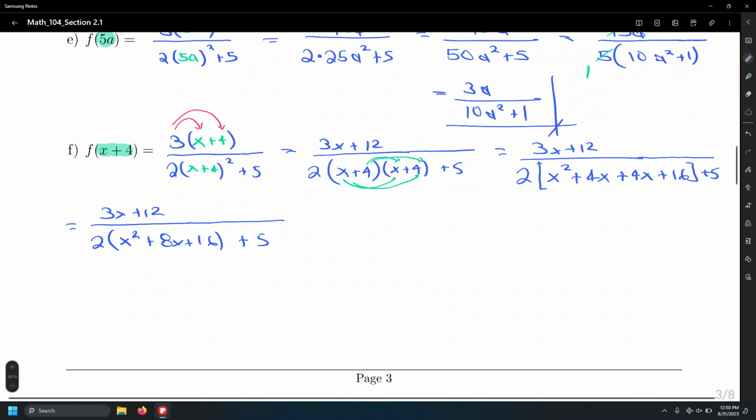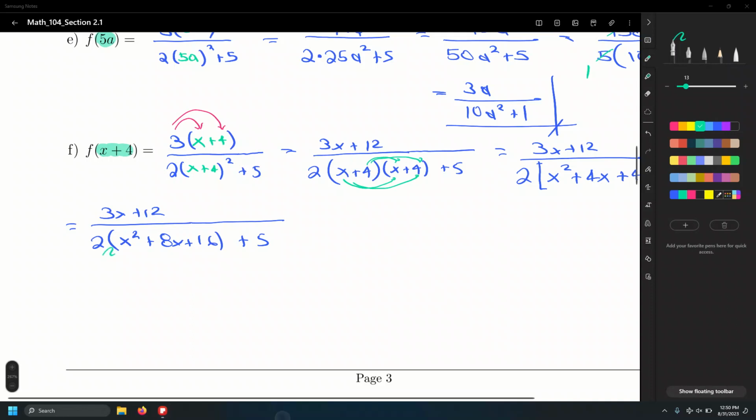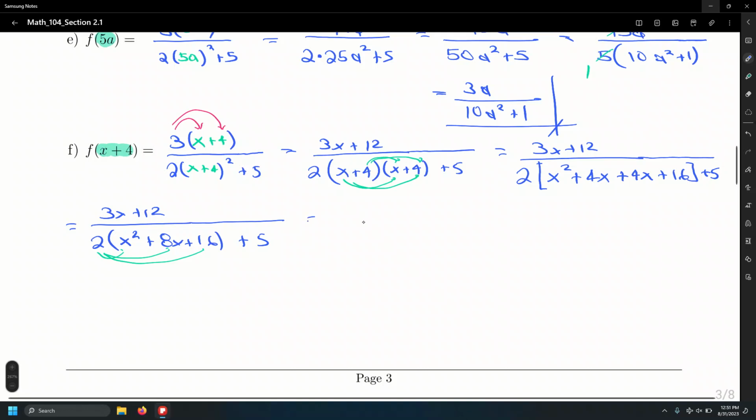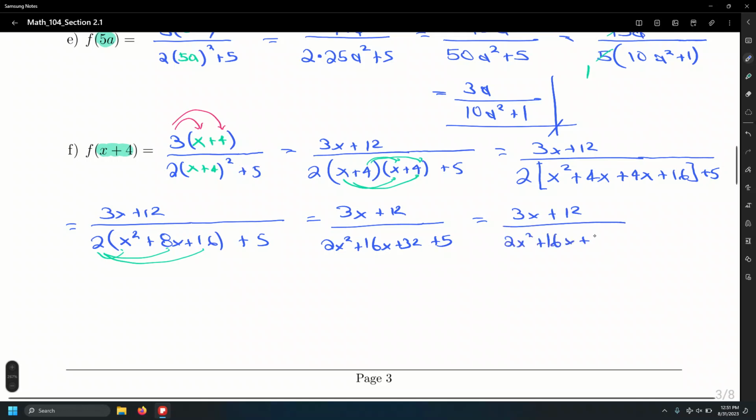Number one, you might want to distribute the 2, and then we are going to see some constant values that will work as like terms. So again, let me indicate that distribution here, that'll be 3x plus 12, so that's a 2x squared plus 16x plus 32, and then plus 5. And simply at the very end, combine 32 plus 5, that's going to be 37. That's going to be 3x plus 12 divided by 2x squared plus 16x plus 37.